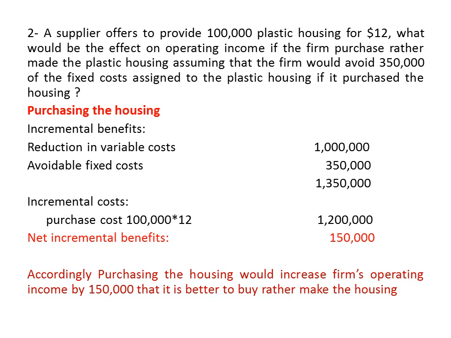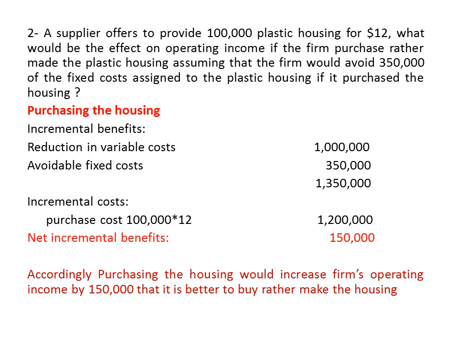The firm could purchase 100,000 plastic housing, rather than making it in the firm. Here we should consider the incremental benefit of purchasing the housing and the incremental cost of that decision, and calculate the net incremental benefit. Okay. First, the incremental benefit of purchasing the housing would include reduction in variable cost. Total variable cost of plastic housing was 1 million.